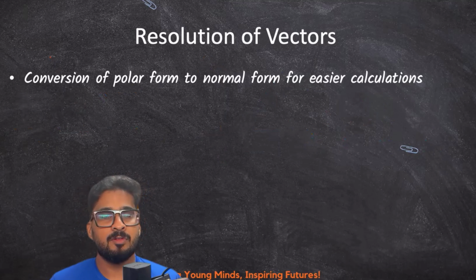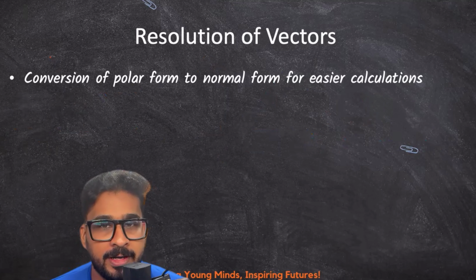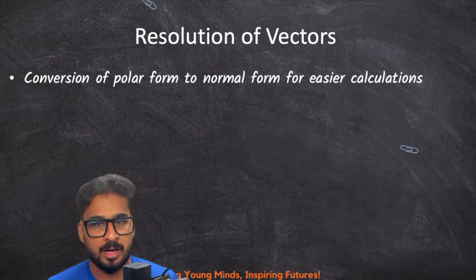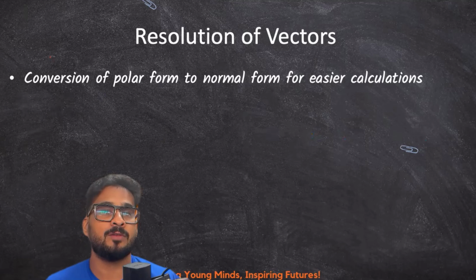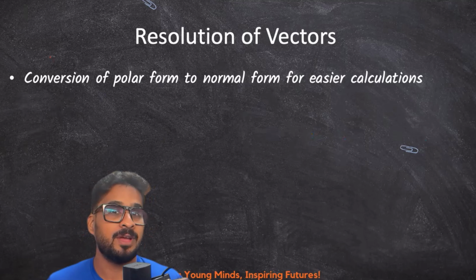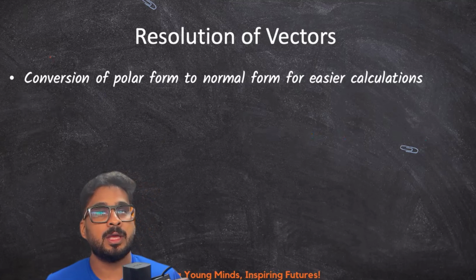In physics, we will be considering the resolution of vectors, which is the most important point. Generally, all forces or velocities will be given in polar form, and we are expected to convert them to normal form because addition and subtraction become very easy in normal form. So how do we convert a polar form vector into a normal form? Let us see that.